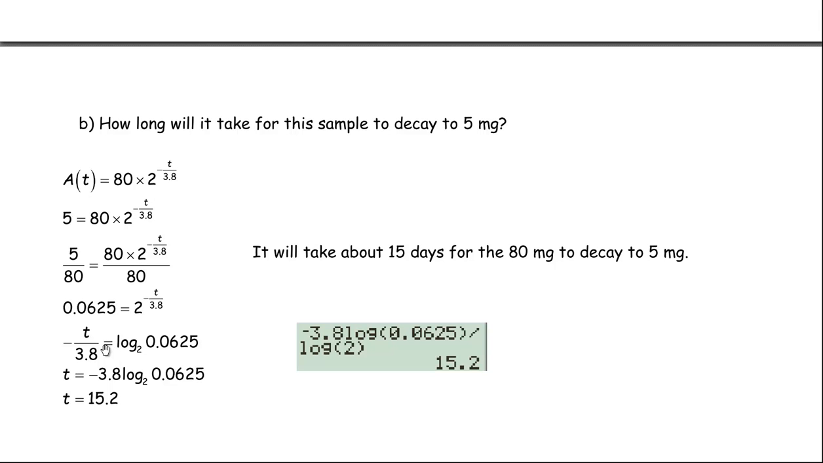Now, what's different from this one and the last two is that my unknown is in the numerator instead of the denominator. So cross-multiplying is relatively simple here, because in order to get the t alone, I can just multiply both sides by negative 3.8. There it is now. And then those would divide out, and so t would equal this logarithm times negative 3.8. So negative 3.8 times that logarithm works out to 15.2. So it takes just over 15 days for the 80 milligrams to decay down to 5 milligrams.